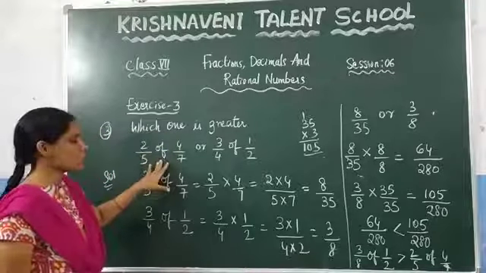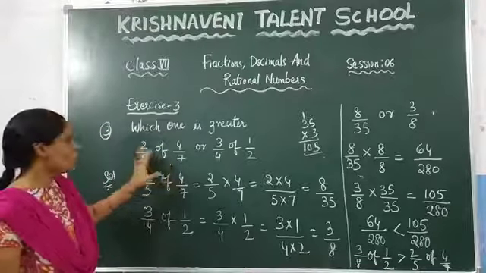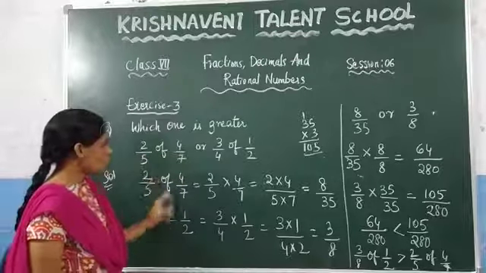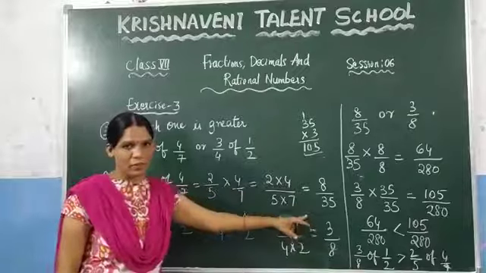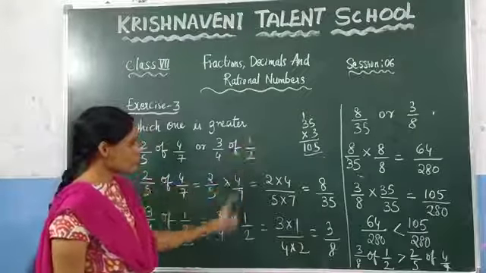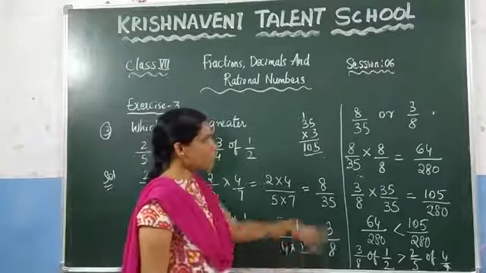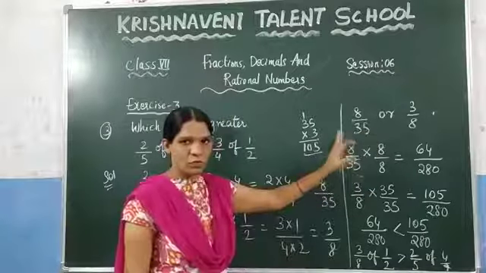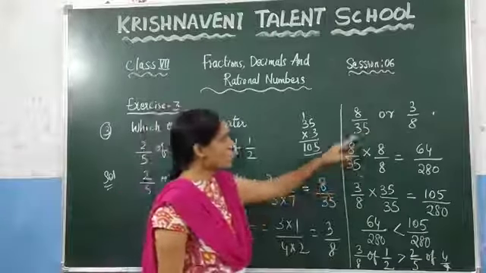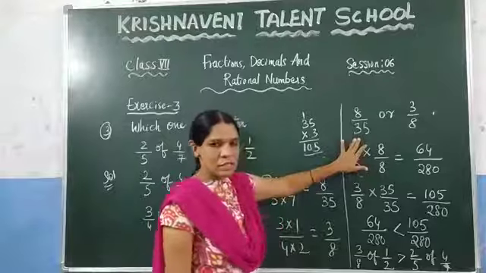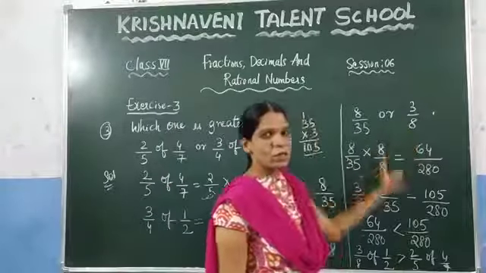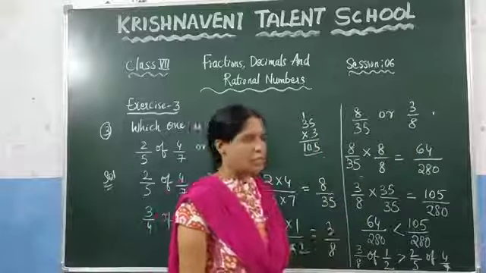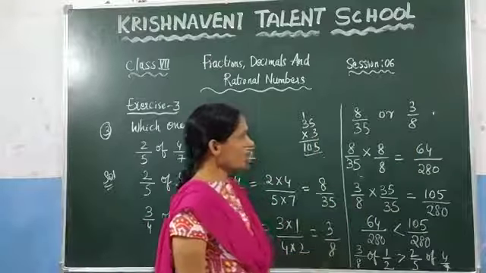For that, we need to calculate each fraction. You know that 'of' is nothing but multiplication. So we took this fraction, and after multiplying these two fractions, we got 8 by 35. Similarly, we took this fraction, we got 3 by 8. Now, you need to compare these two fractions. If you want to compare them, you need to check the denominators. Since the denominators are not equal, here 35 is there, here 8 is there, you need to make the denominators equal. So how will you do it?